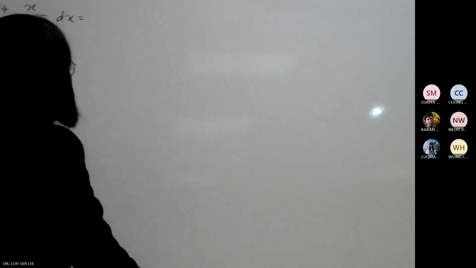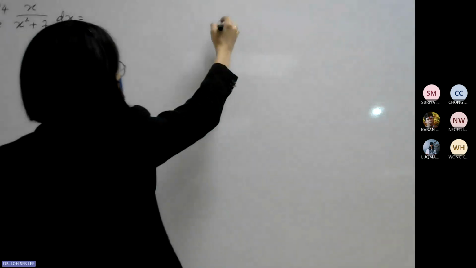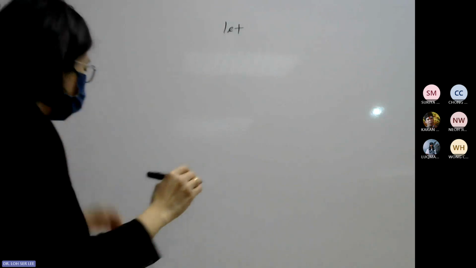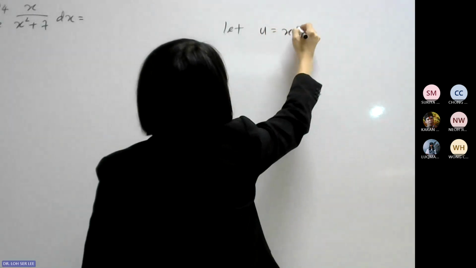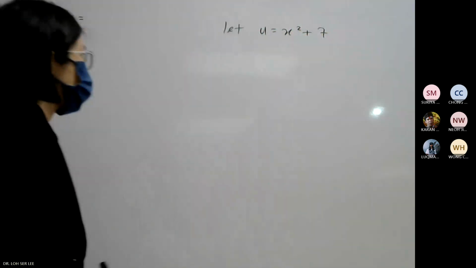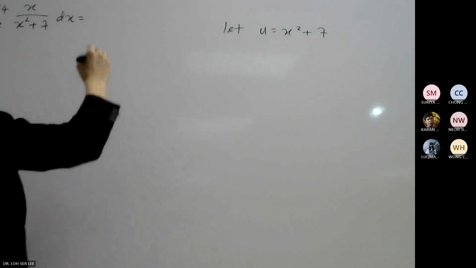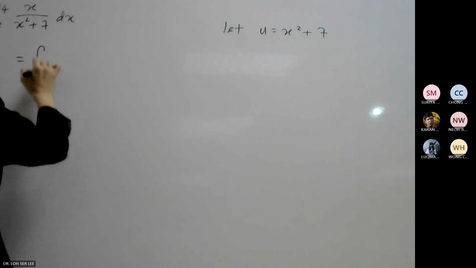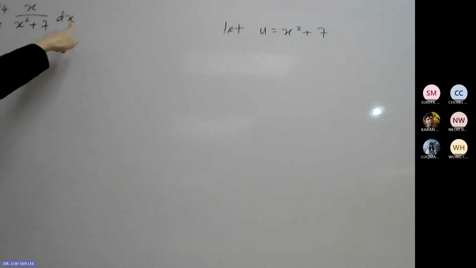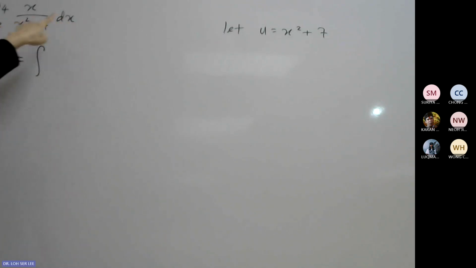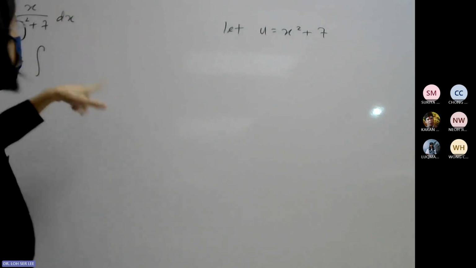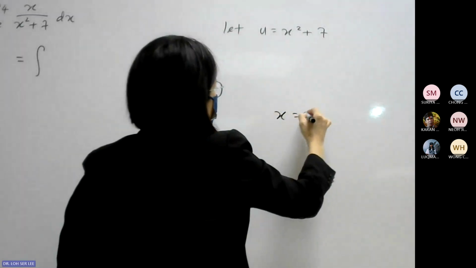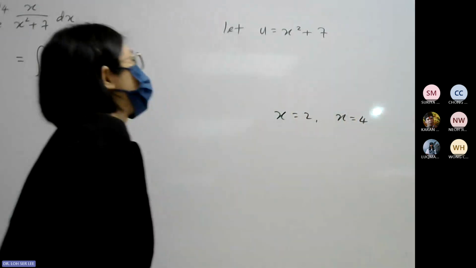Okay. This one, we will let the denominator function be our u, x squared plus 7. The limits are x equals 2 and x equals 4. These two values are x.